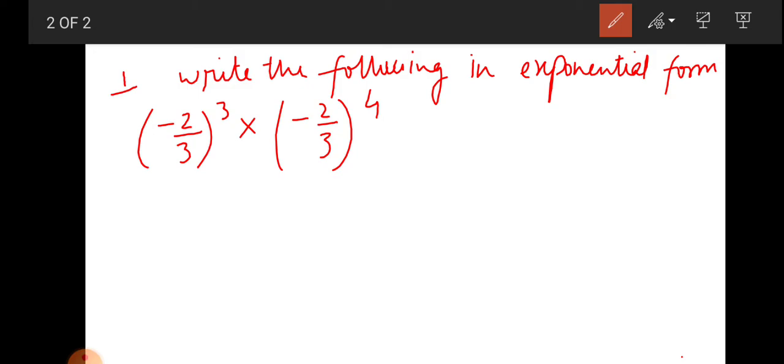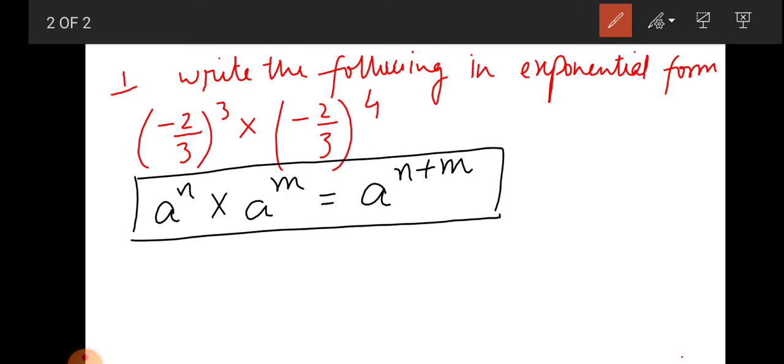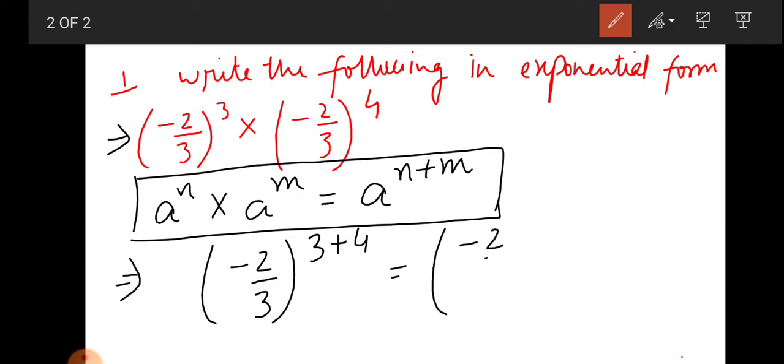We know a raised to the power n into a raised to the power m is equal to a raised to the power n plus m. Using this law, we solve this question. So minus 2 by 3 raised to the power 3 into minus 2 by 3 raised to the power 4 is equal to minus 2 by 3 raised to the power 3 plus 4, which is equal to minus 2 by 3 raised to the power 7.